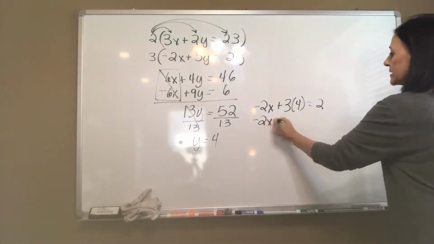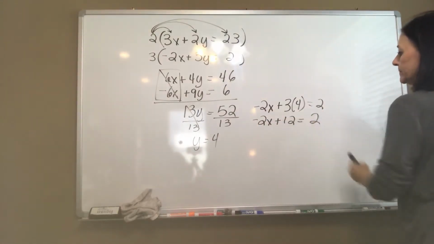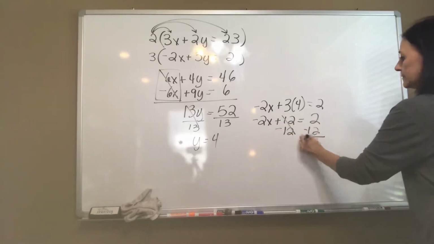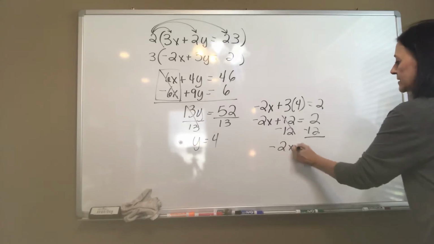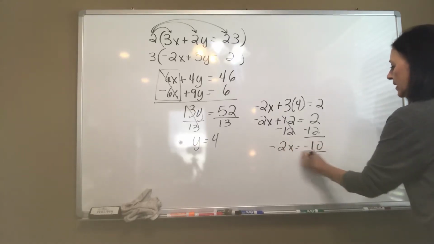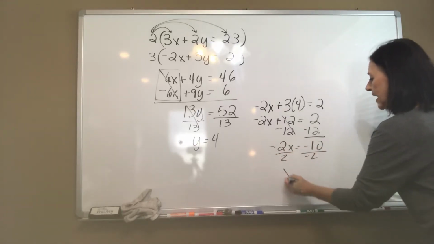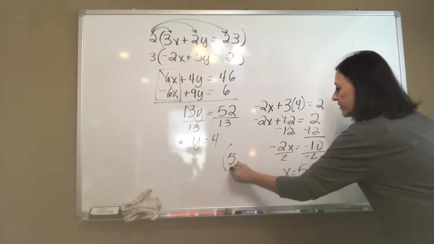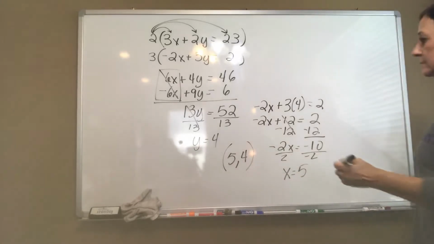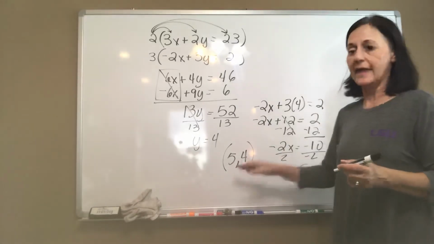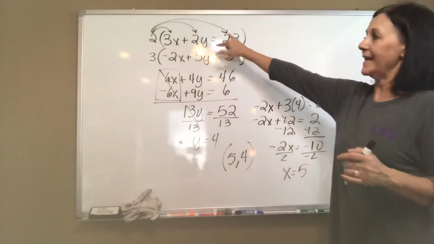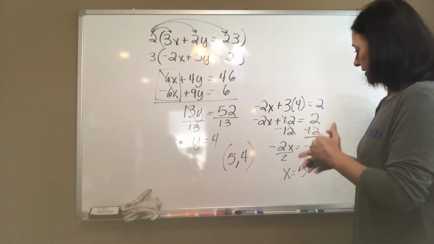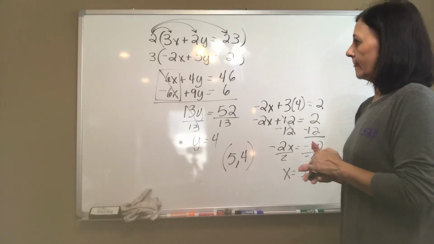That's -2x plus 12 equals 2. I subtract the 12 on both sides. I'm left with -2x equals -10. When you divide by -2, x is positive 5. So my coordinate point is 5, 4. X always goes first. That is where these 2 lines intersect on the XY axis, the Cartesian coordinate scale.